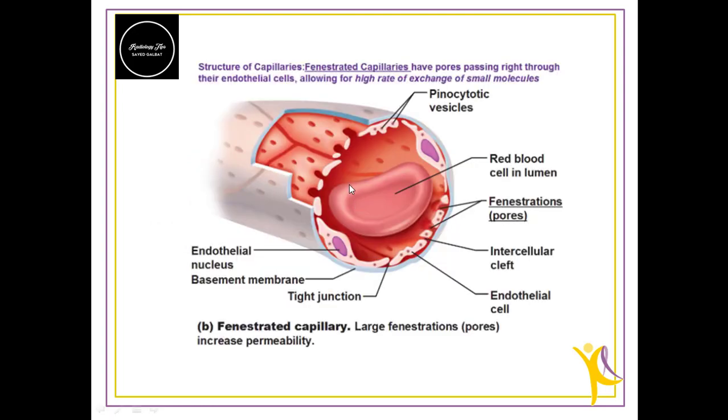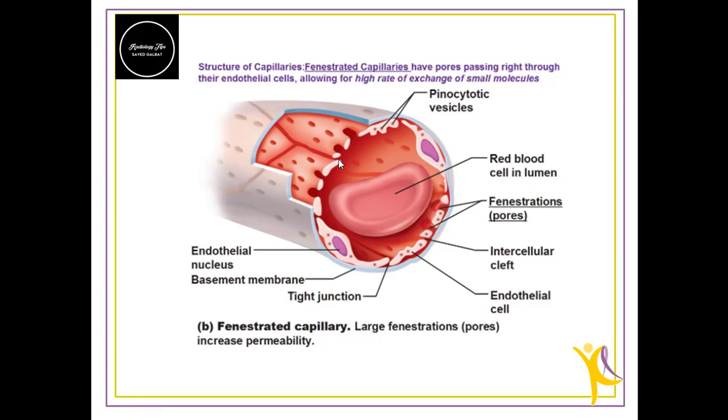If we have a closer look at these capillaries, we can notice that they are lined by endothelial cells, and there are clefts in between these cells called intercellular clefts. In addition, there are many fenestrations in the wall of these capillaries.